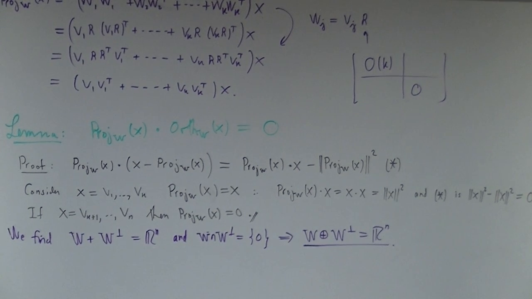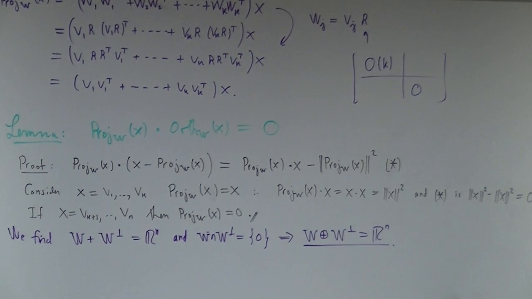The reason I'm showing you this argument is not because it's the fastest argument for Rn. It's because this argument can be modified for inner product space, and you can generalize the thought of what we're doing to more general context. I will concede that some of the details are not quite filled out here. Let me show you a complete argument to show you that W plus W perp is Rn, independent of any choice of basis.